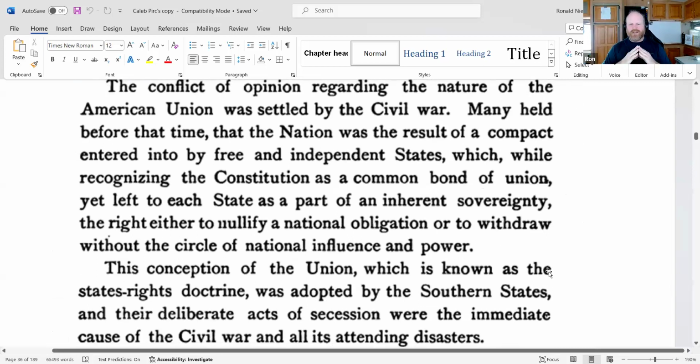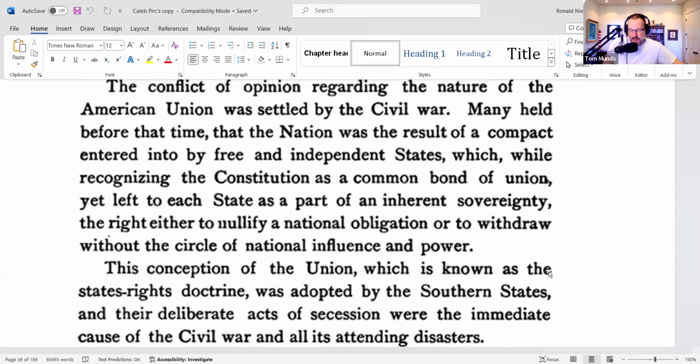The conflict of opinion regarding the nature of the American Union was settled by the Civil War. What does that mean? Well, that means that rather than the fight between the North and the South, one being the Union side and the other one being the Confederate side, the idea is that since the North won, the Confederacy side died, and we're all under a union. So many held before that time that the nation was a result of a compact. Do you know what the compact was?